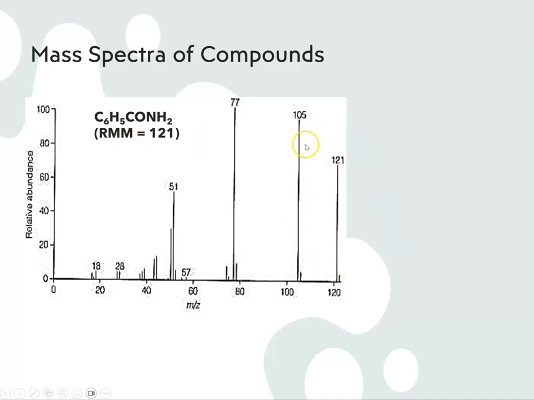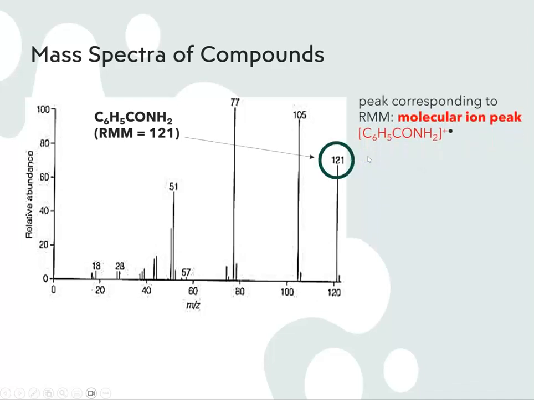In this spectrum, the first thing we see is a peak that corresponds to the relative molecular mass at 121, and we will call this the molecular ion peak. This molecular ion peak is formed when the beam of electrons strikes a molecule of C6H5CONH2. It removes an electron from the molecule, forming this cation radical.